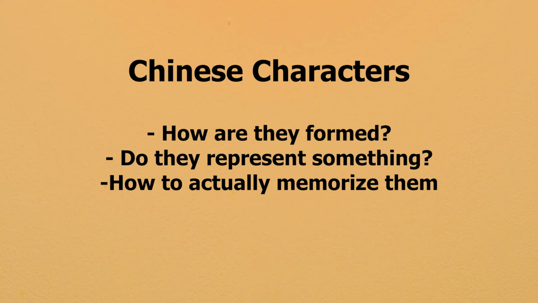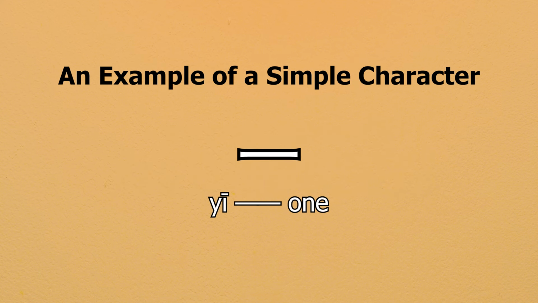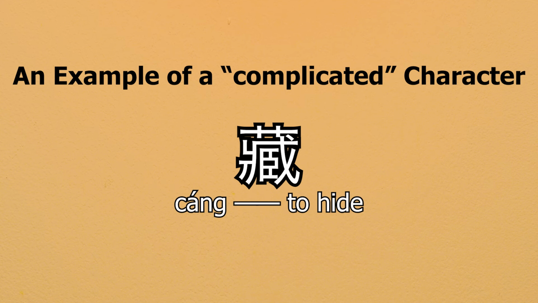Today we are going to introduce Chinese characters. We are going to see how they are formed, do they represent something, and how to actually memorize them. Let's begin. In Chinese, we have thousands of Chinese characters, and some of them are very simple, like this one, yi, which means one, and some of them are very complicated, like cang, which means to hide.